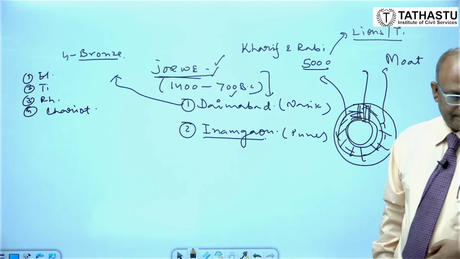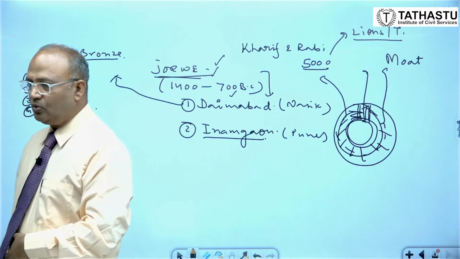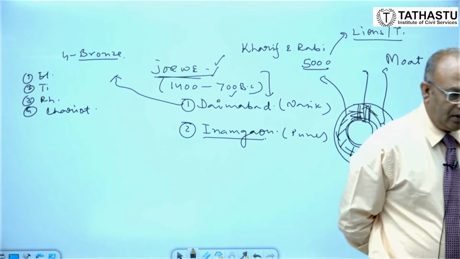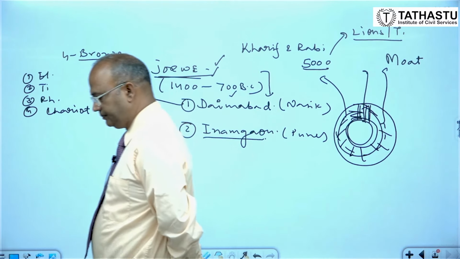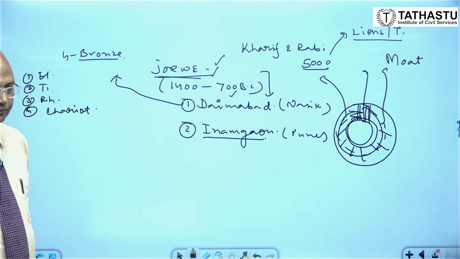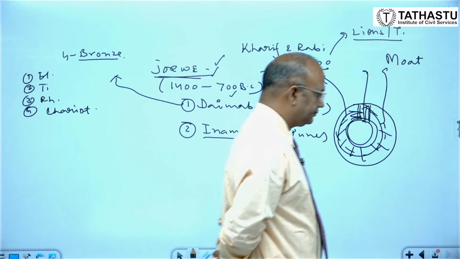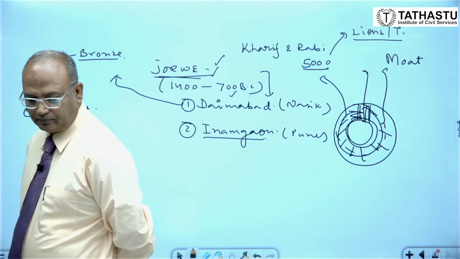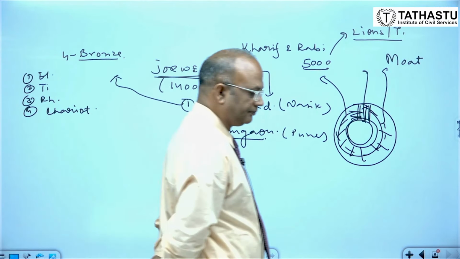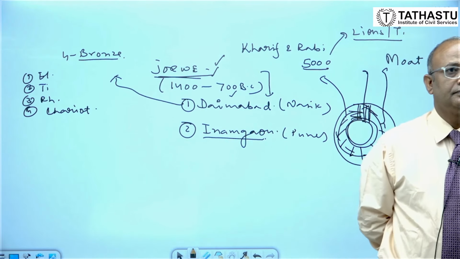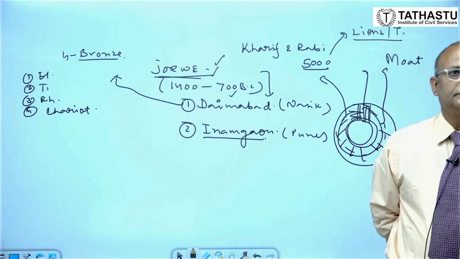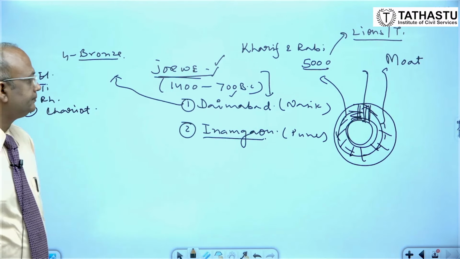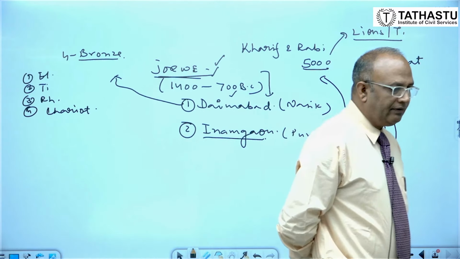Most advanced culture. Write down important site number one, Dhamabad, near Nasik. Evidence: write down, evidence of four bronze objects.